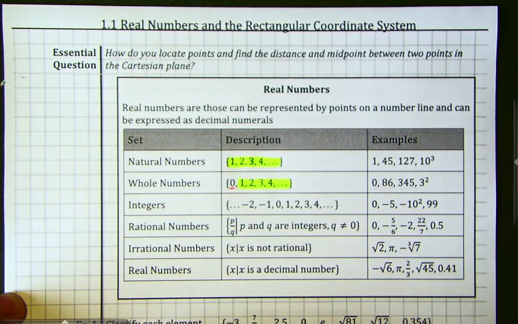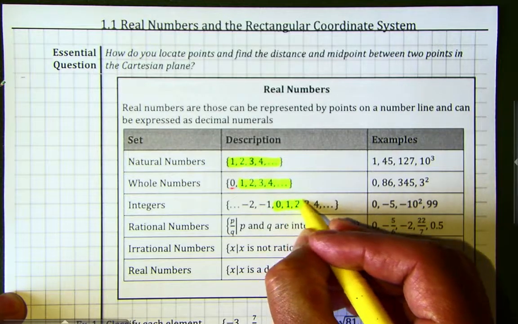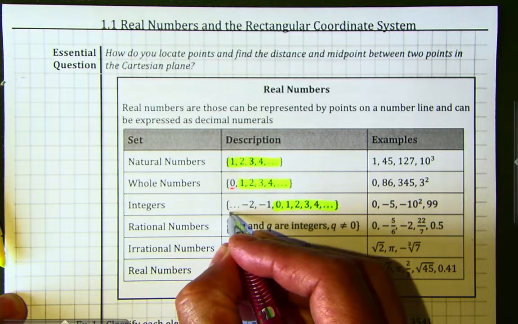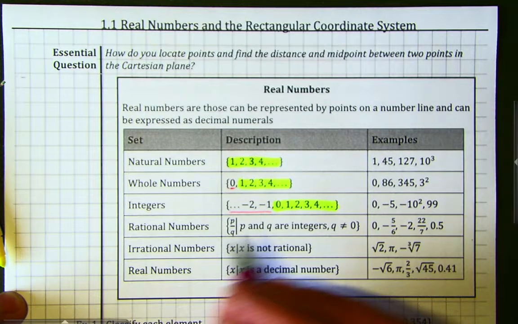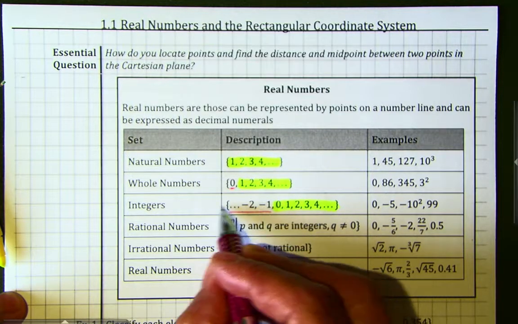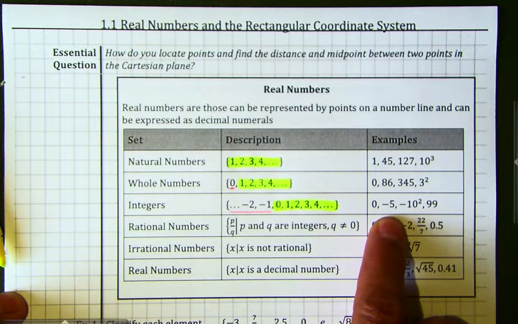Integers. For integers, we include all the whole numbers, but also the negative numbers. So 0, 1, 2, 3, 4, or 0, -1, -2, -3, and so on. And there are some examples on the right hand side.